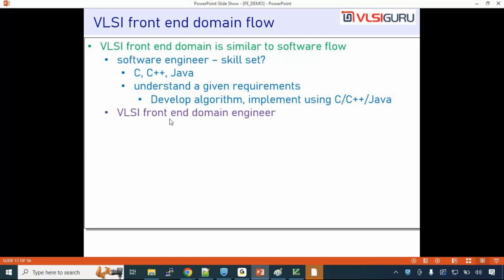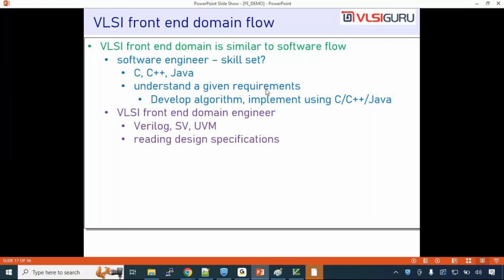Similar to that, a VLSI front-end domain engineer uses languages like Verilog, SV, and UVM. You can see the correlation. Similar to C, we have Verilog. Similar to C++, we have SV. Similar to Java, we have UVM. In fact, C++ is object-oriented programming, SystemVerilog is also object-oriented. Java is built on top of C++, and even UVM is built on top of SystemVerilog. There are a lot of similarities there.